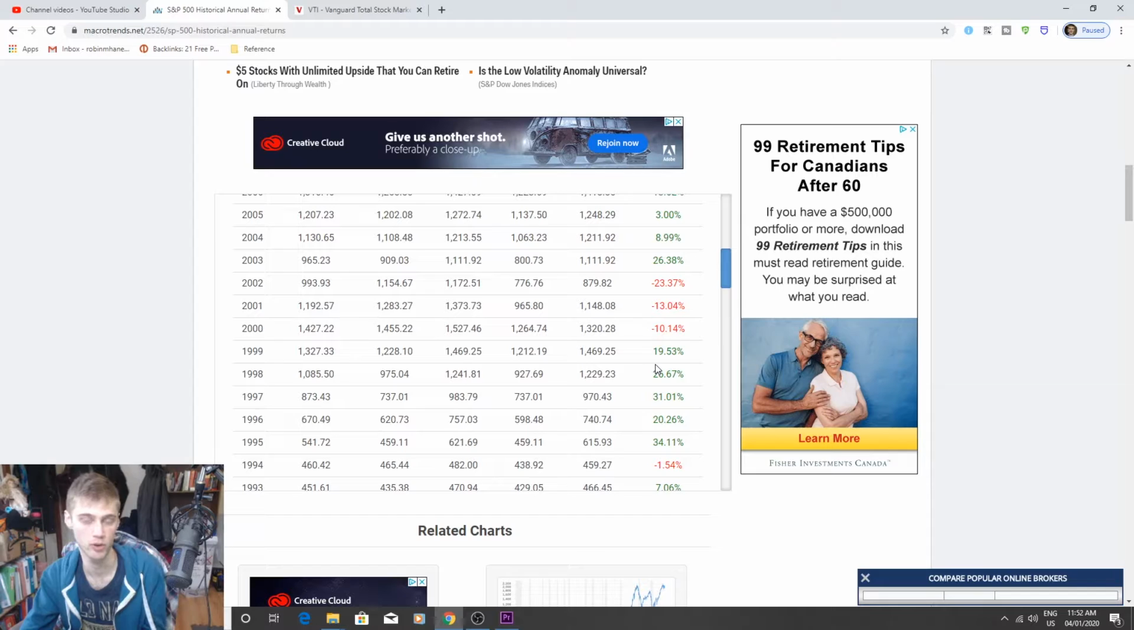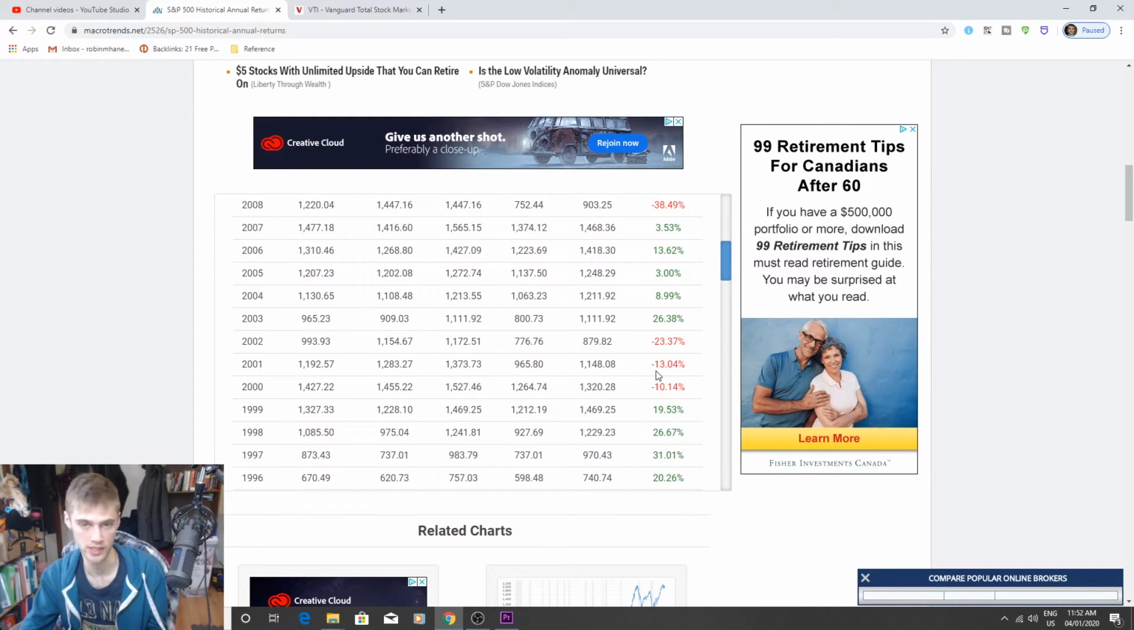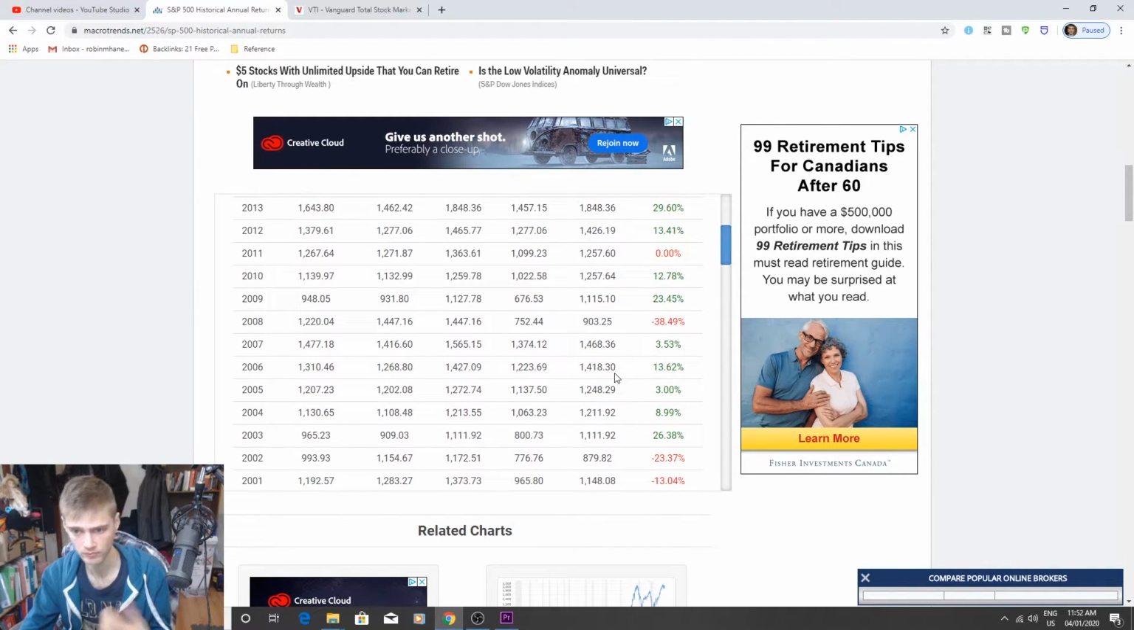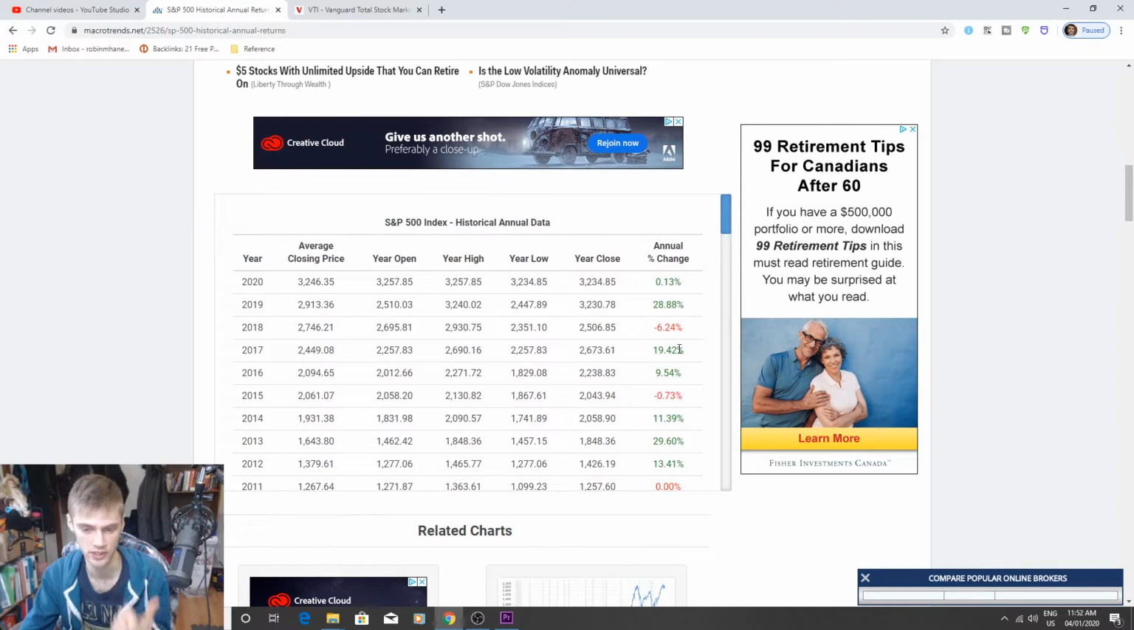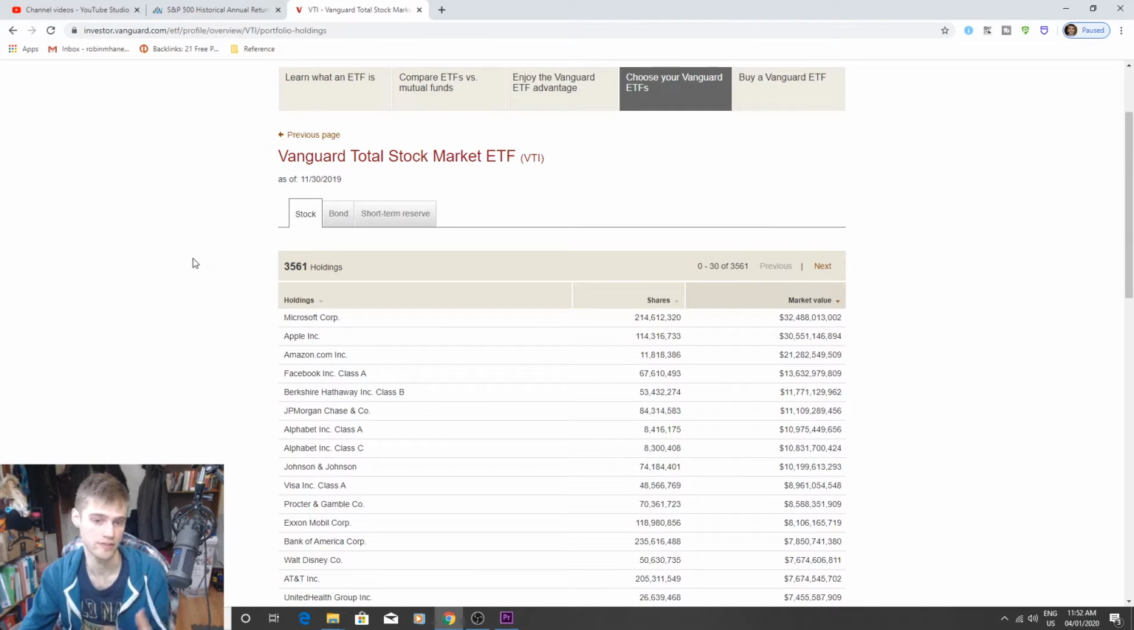So imagine growing your portfolio by 10% over a 10-year period. That's pretty solid. And again, you can see that the S&P 500 is still performing pretty solid today. It is a collection of a lot of stocks. Another example here is VTI, Vanguard Total Stock Market. This is another American-based fund.